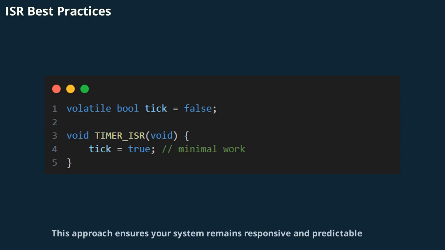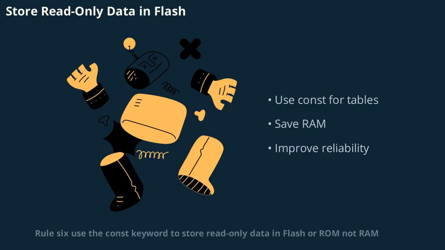This approach ensures your system remains responsive and predictable. Rule 6, use the const keyword to store read-only data in flash or ROM, not RAM. Constants like lookup tables and configuration arrays shouldn't occupy precious RAM. By marking them as const, you allow the linker to place them in non-volatile memory, freeing up RAM for variables that actually need to change.